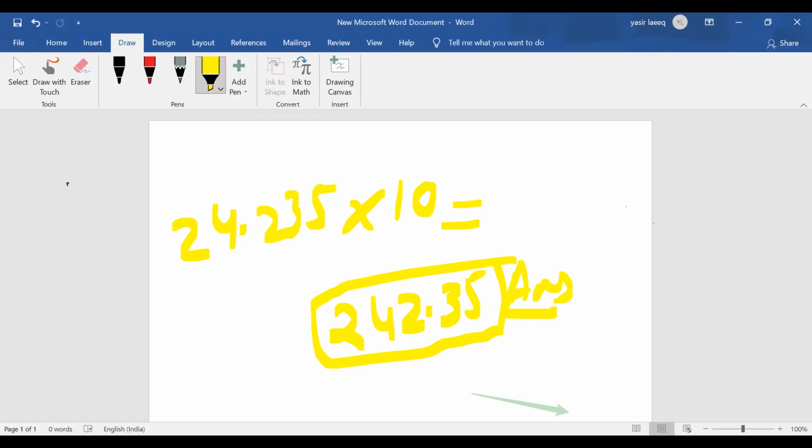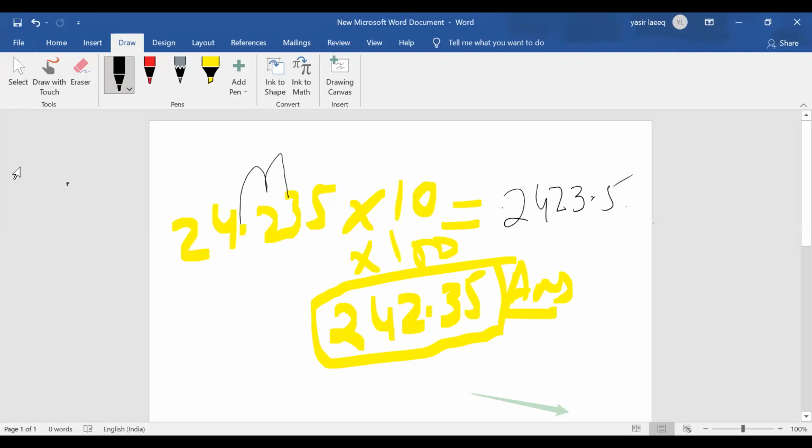If it is multiplied by 100, so what will be the answer? The decimal moves 2 places and it will become 2423.5. Okay, similarly, if this number is multiplied by 1000.